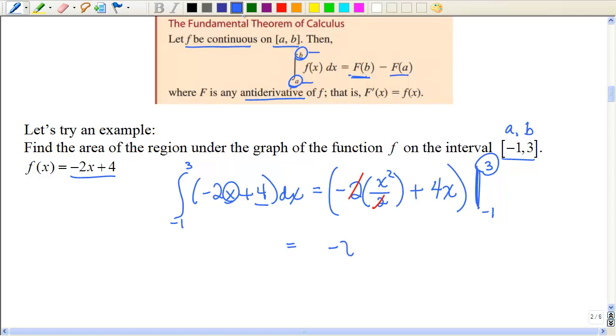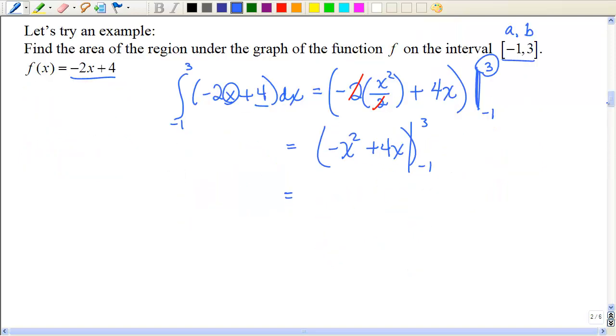So I would have negative x squared plus 4x evaluated between negative 1 and 3. So we would have negative 3 squared plus 4 times 3. That's putting in the upper limit. Then we want to subtract the lower limit.